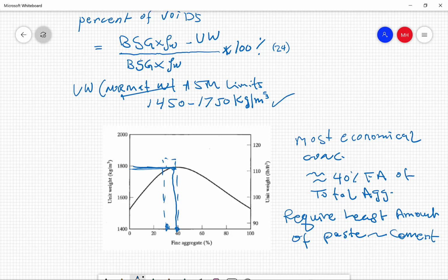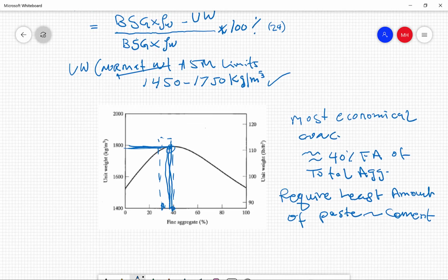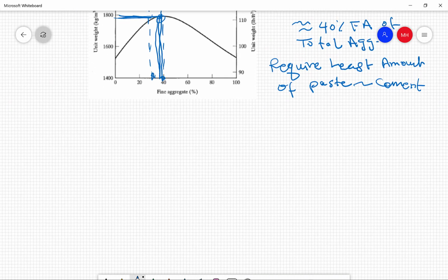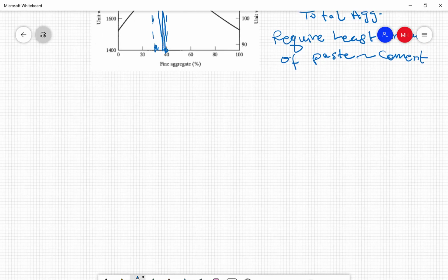So that's really the point. We just wanted to go through this equation to identify the unit weight definition and figure out from that what blends give us the maximum unit weight with the least amount of voids. All right. So let's slide this back up here.